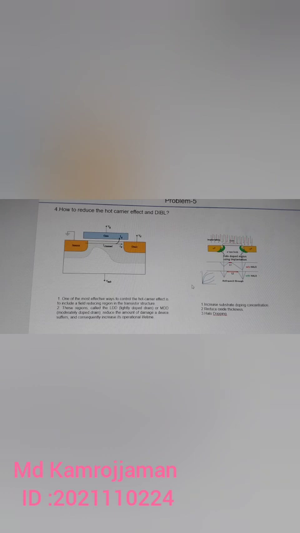Increase substrate doping concentration, reduce oxide thickness, halo doping. So this is the halo doped region using implantation, and this explains how one of the most effective ways to control the hot carrier effect is to include a field reducing region in the transistor structure.